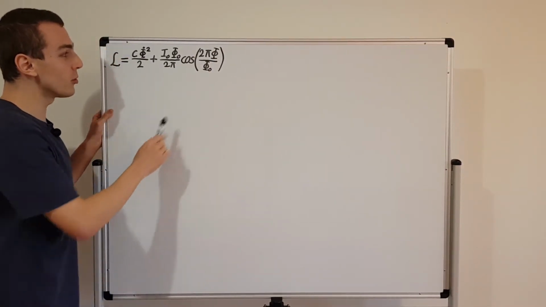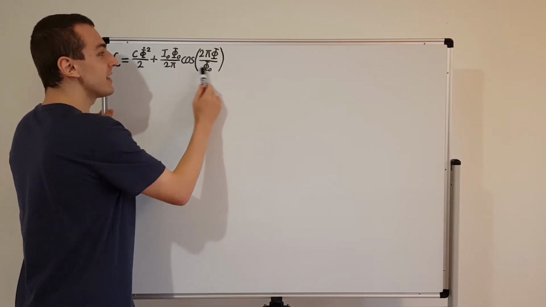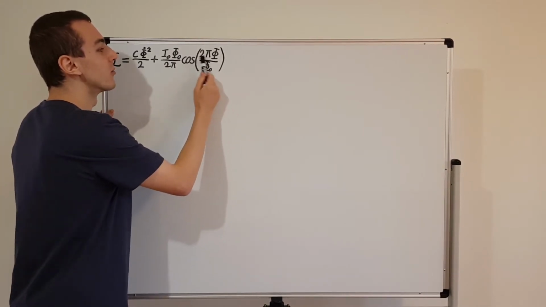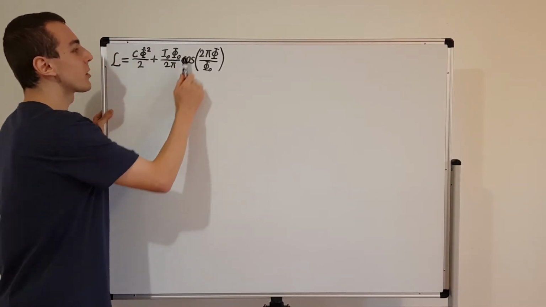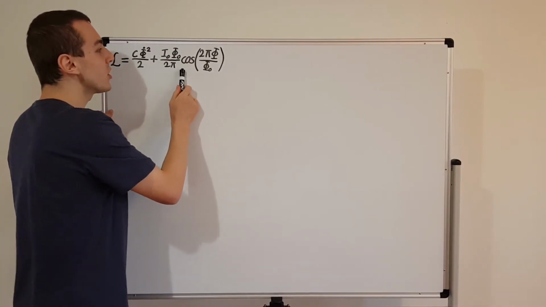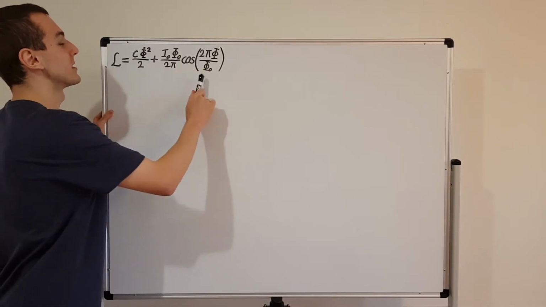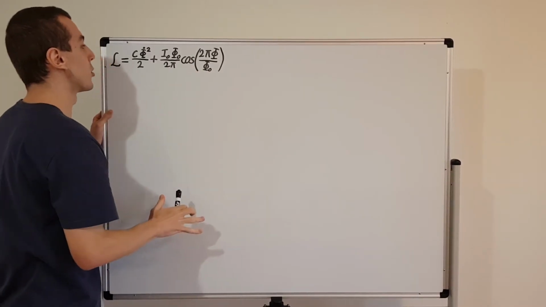And what you might also notice is that inside this cosine, we have 2 pi over phi naught. Phi naught is just a constant. And on the outside, we have a reciprocal. Now that's going to become important when we take derivatives of this. So you'll see that later in the video.